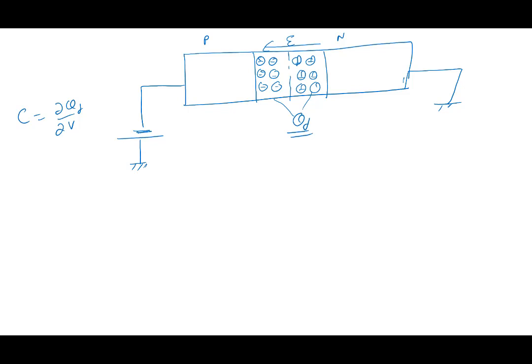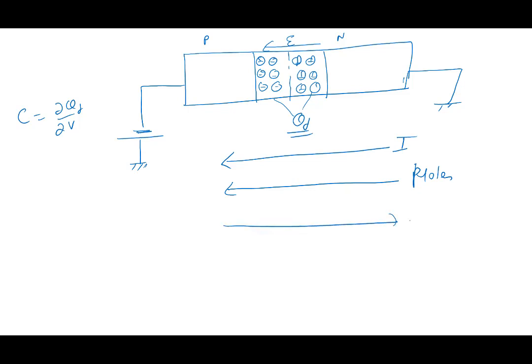I have applied voltage here. The direction of current is going to be in this direction, I. So in which direction are you asking holes to move? You're asking holes to move like this. P, holes, left, right. And in which direction are you asking electrons to move? Electrons to move here.